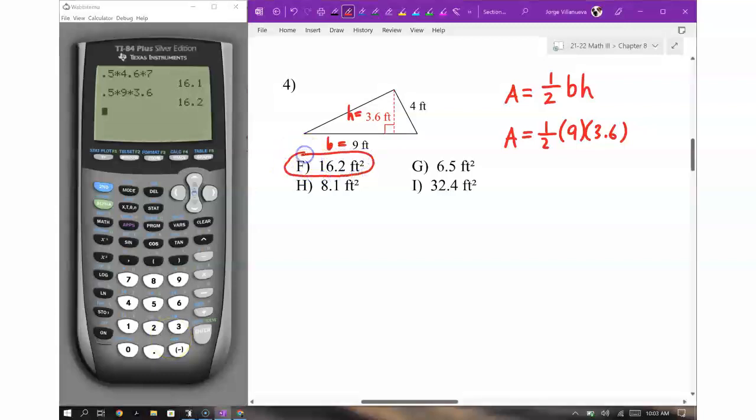Now I'm going to show you something that I always get students telling me, like, well, wait a minute. What about if 4 is my base? So I'm going to show that to you right now, okay? What would happen if you said 4 is your base? So that would be 16.2 square feet, okay? Let me redraw it. I'm going to rotate this triangle and put 4 on the bottom. It's going to look like this.